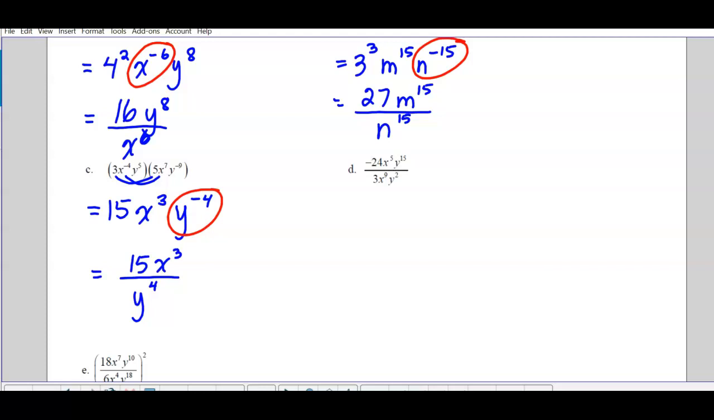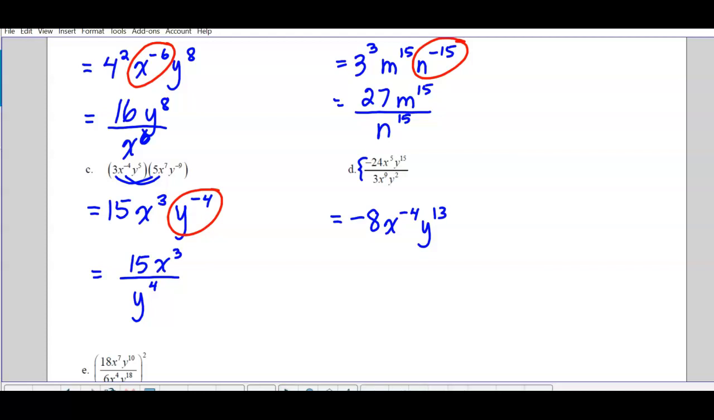So that's multiplying. Here's dividing. So again, you look at just the coefficients. Divide those. Then divide the powers with the same base. Okay, so that's going to be x to the negative 4, y to the 13. So when you're dividing powers with the same base, you subtract the exponents. So I do end up getting a negative.